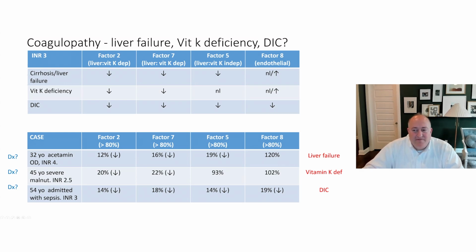Factor 8 in particular is helpful if your patient is in the ICU post-liver transplant or with severe liver disease and has an elevated INR. Is it from the liver not working, or are they in DIC? Factor 8 can help you sort that out in particular.